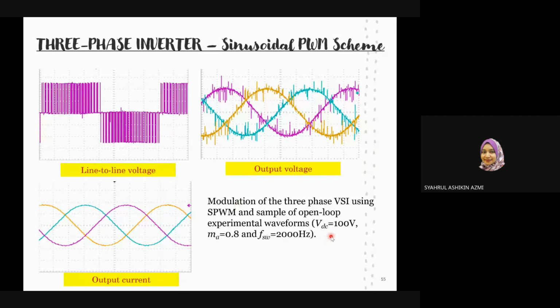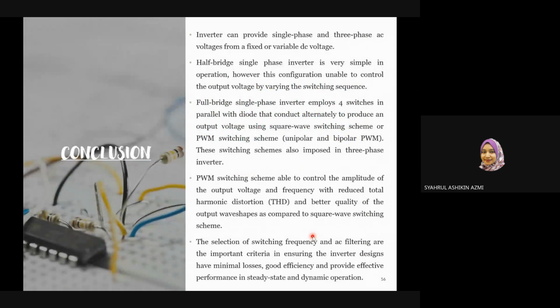In terms of setting, this is just an example. The DC link voltage that we use is 100 volt, the MA, the amplitude modulation index, is 0.8, and the switching frequency is 2 kilohertz. Okay, so we come to the end of our slide for the three-phase inverter.